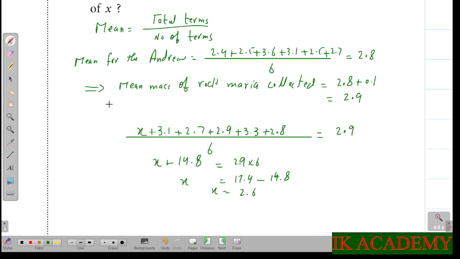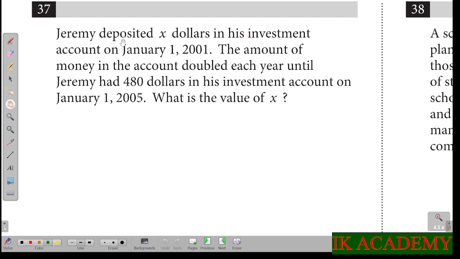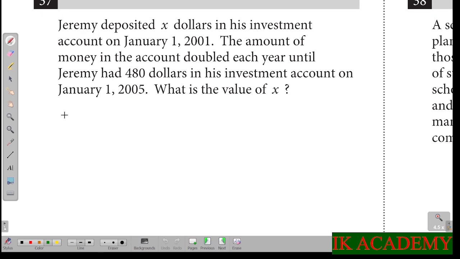Let's move to the next question. So the question is, Jeremy deposited X dollars in his investment account on January 1st, 2001. The amount of the money in the account doubled each year until Jeremy had $480 in this investment account on January 1st, 2005. What is the value of X? Let the amount be X, and the number of years is 4, because from January 2001 to January 2005, it takes 4 years.